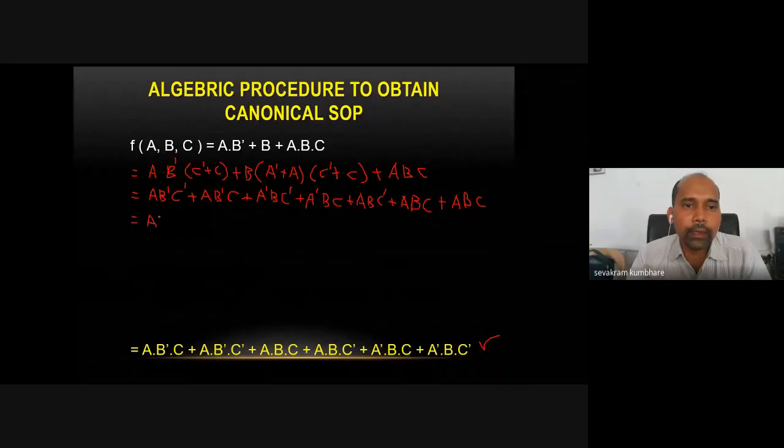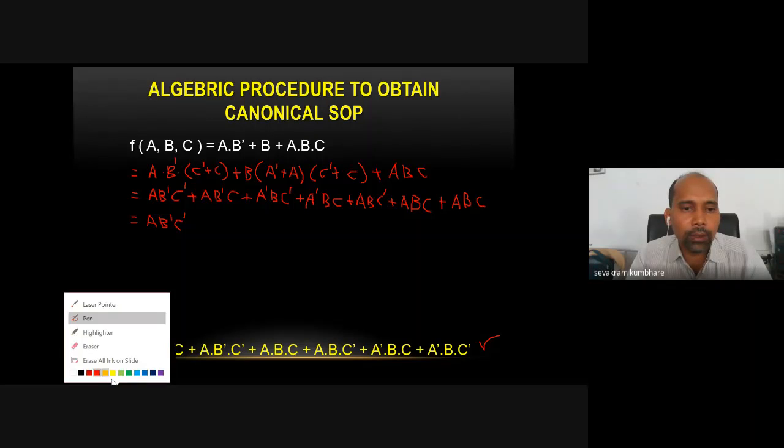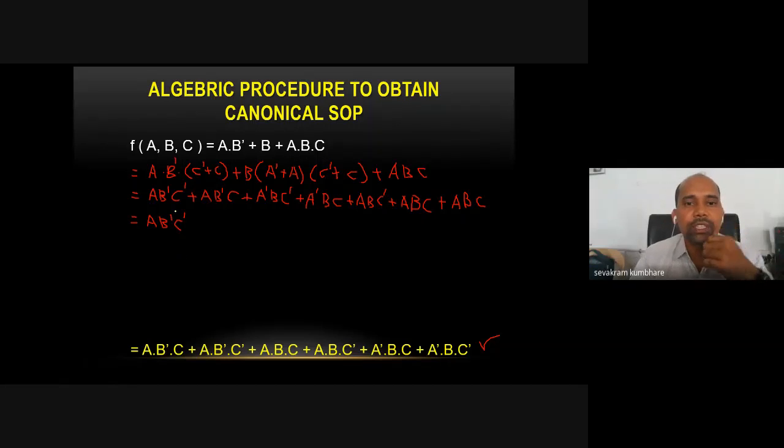A, B bar, C bar. Now what do I have to do? I have to see which one is there or not. A, B, C bar; A, B bar, C bar. So A, B bar, C bar is not there, right?